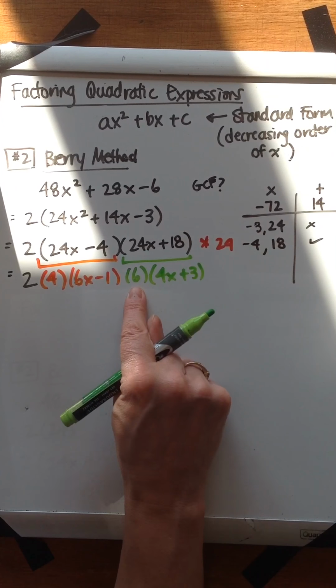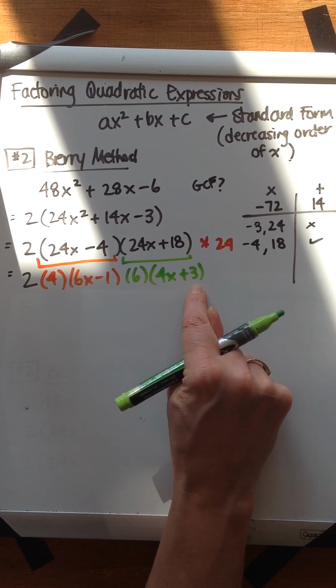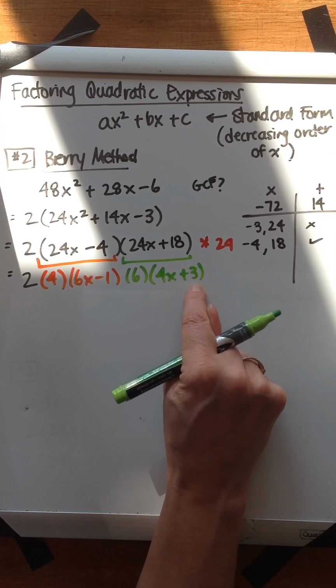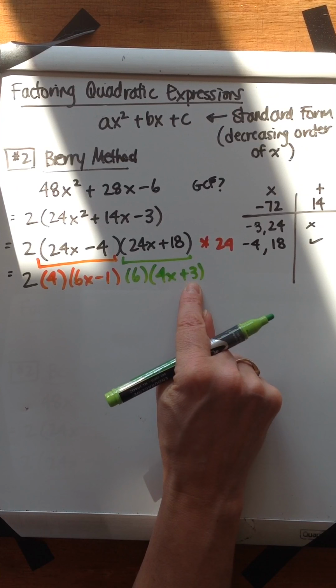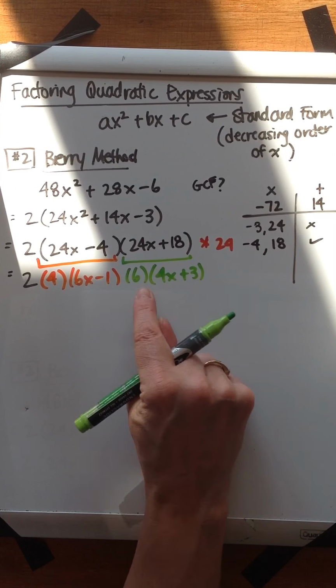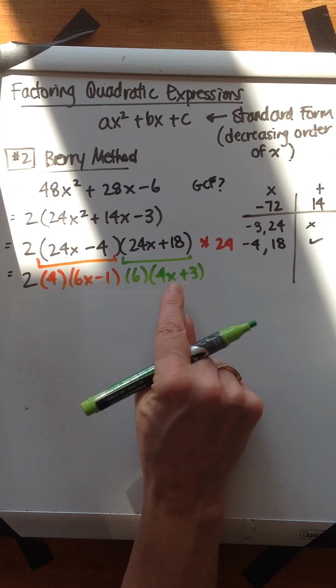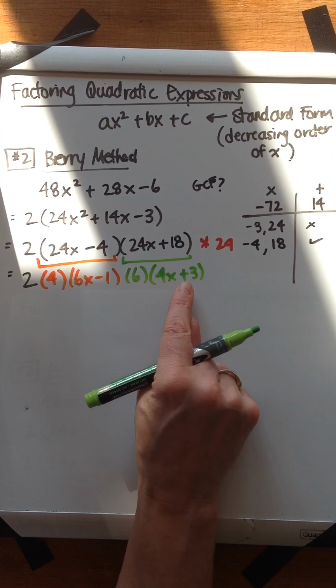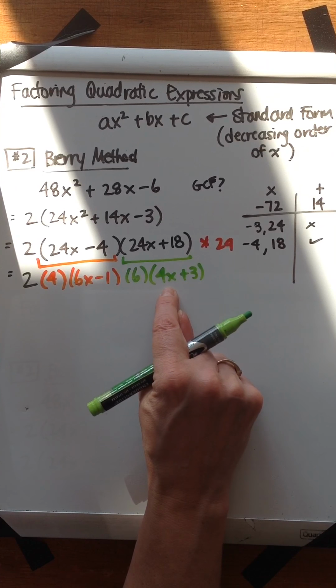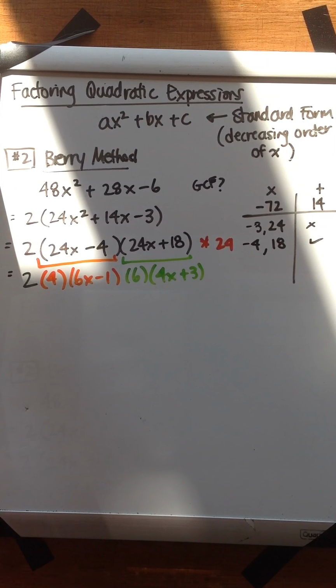If you're not sure if 6 was the biggest, you can always look here and ask yourself, is this still factorable? Is there something that could still be taken out of 4x and 3 as a GCF? If there is, you didn't choose the biggest one at the beginning, and you can go back and fix it. Okay? But since these don't have a GCF, I'm good to go.